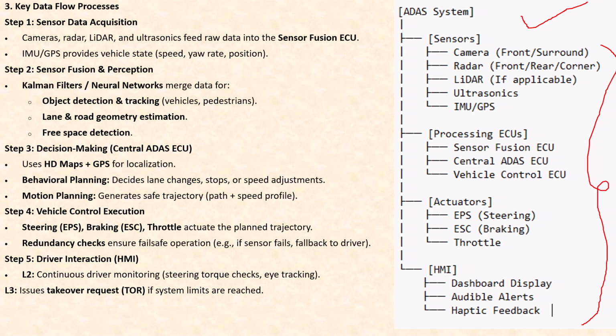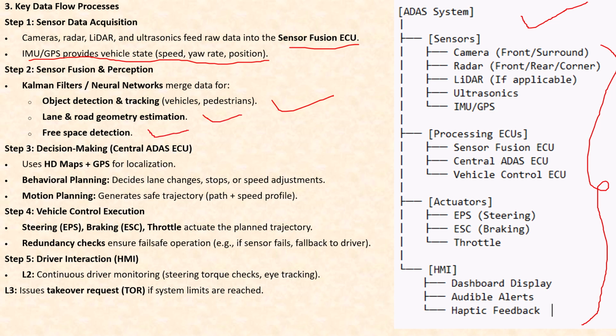Okay, now coming to the key data flow process, sensor data acquisition includes camera, radar, LiDAR, ultrasonic, and they feed the raw data into the sensor fusion ECU, and IMU and GPS provide vehicle state. Okay, that is the sensors which clearly give the speed, the yaw rate and the position. And also step 2, it clearly indicates the sensor fusion and the perception, which includes the Kalman filters, the neural networks merge data for object detection and tracking, the lane, road and geometry estimation, and free space detection.